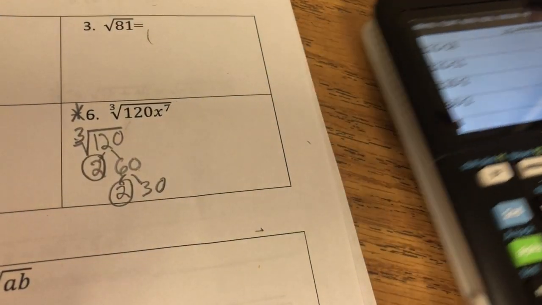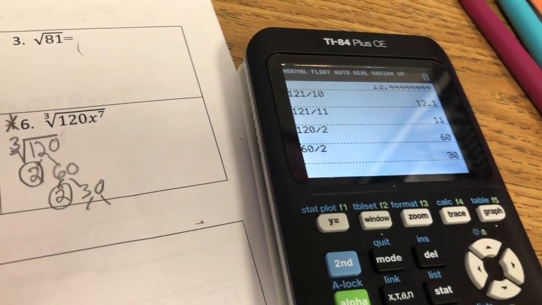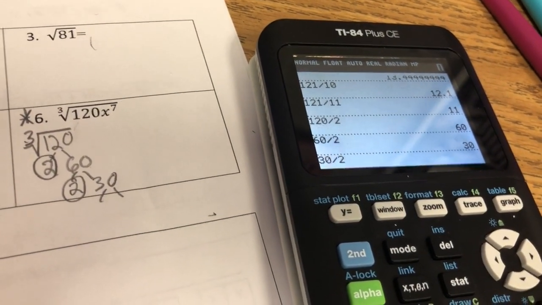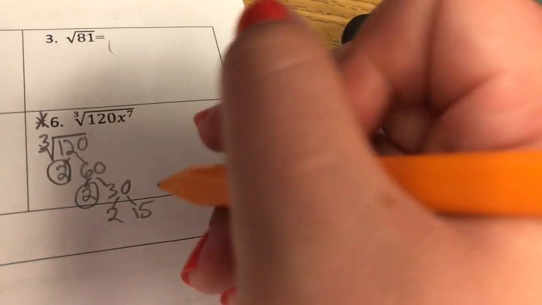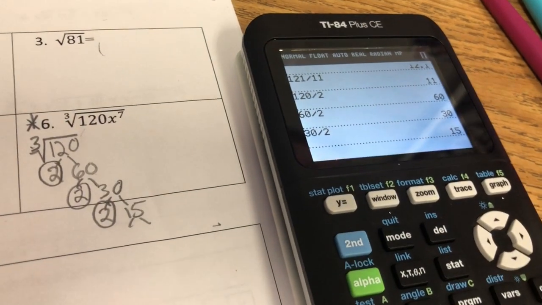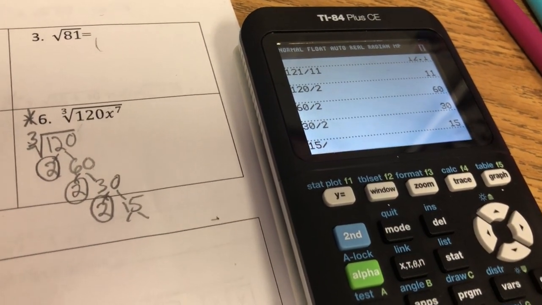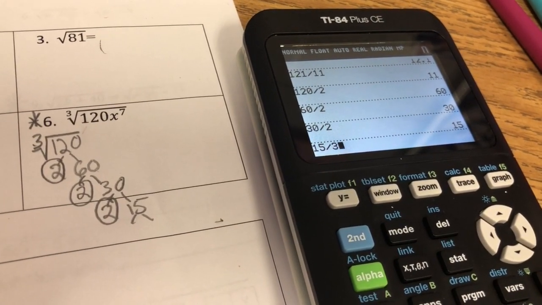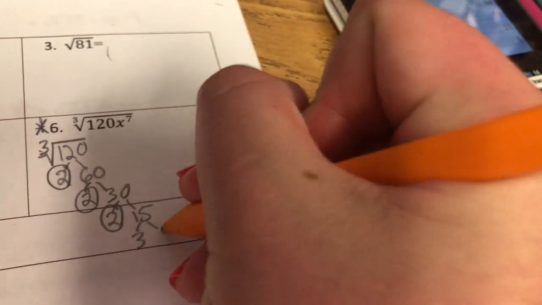2 is prime, 30 is not. So I'll keep going. 30, I'm going to put in my calculator. You can use your calculator as much as you need to. 2 and 15. So I've got 2 and 15. 2 is prime, 15 is not. 15. What times what is 15? Well, 15 divided by 2. 2 is not going to go into it. It's an odd number. Let's try 3. 3 and 5. 3 and 5 are prime.